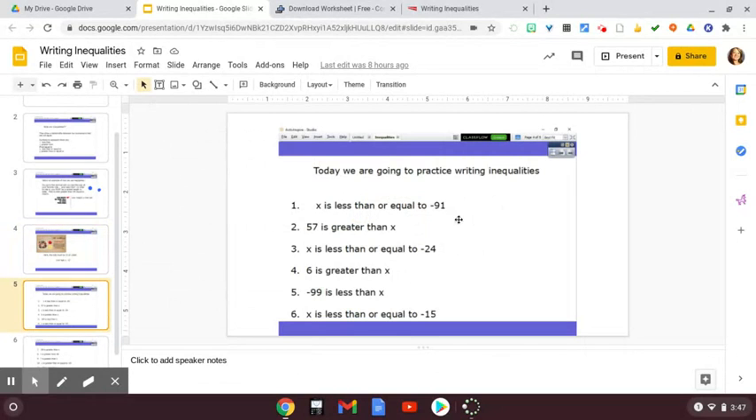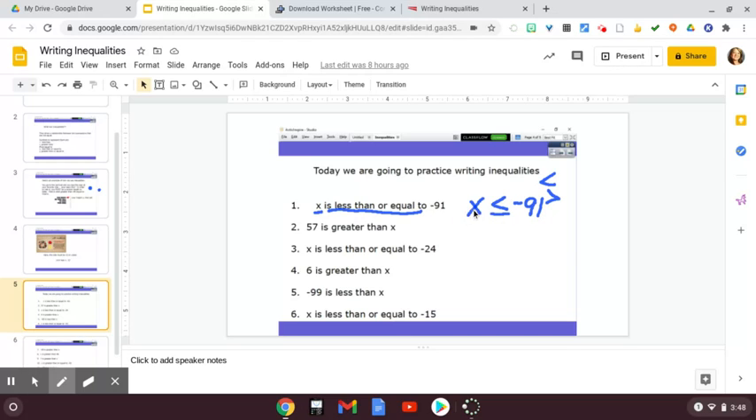So what we're going to do in these 6 examples, this is the easy part. All we're going to do literally is write out from left to right each of these inequalities. So all you do is start off with whatever is first. So it's x is less than or equal to. We know less than looks like that, greater than is this, but it also has that or equal to. So we're going to have to write the less than with that little bar underneath it, and then negative 91. So x is less than or equal to negative 91.